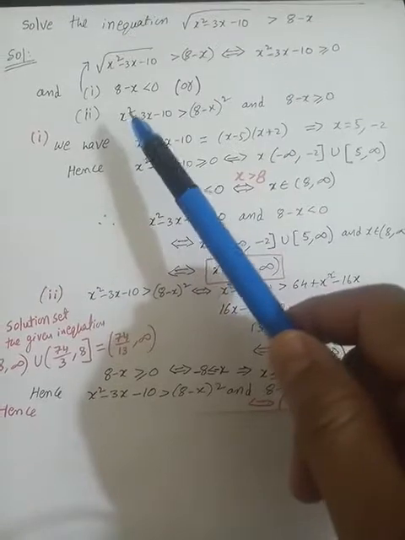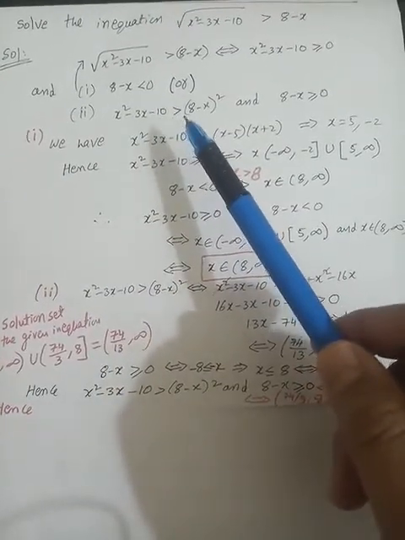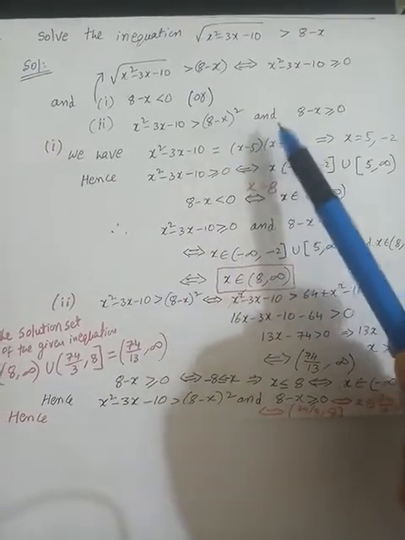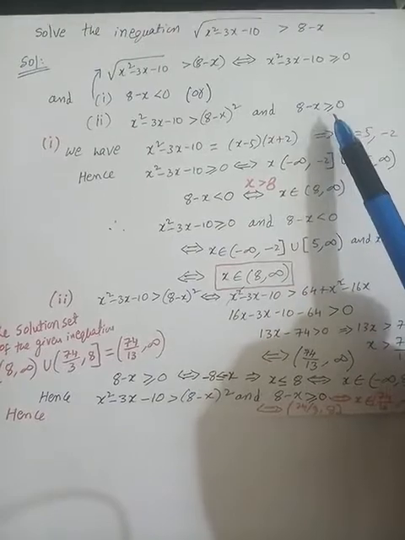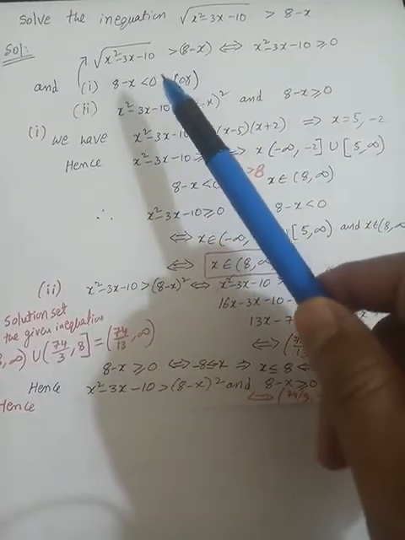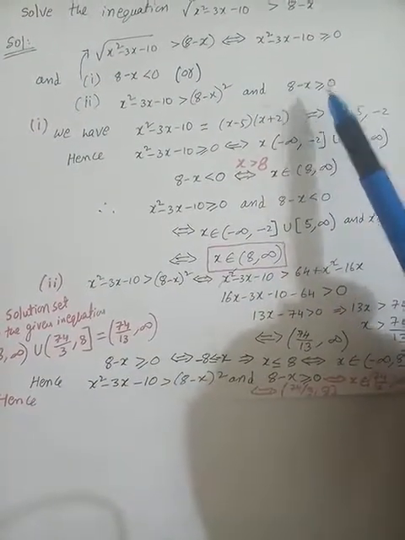Or the second case here is x square minus 3x minus 10 greater than 8 minus x whole square, and 8 minus x is greater than or equal to 0. Since here we have taken 8 minus x less than 0 in one case, in the second case it is taken 8 minus x greater than or equal to 0.